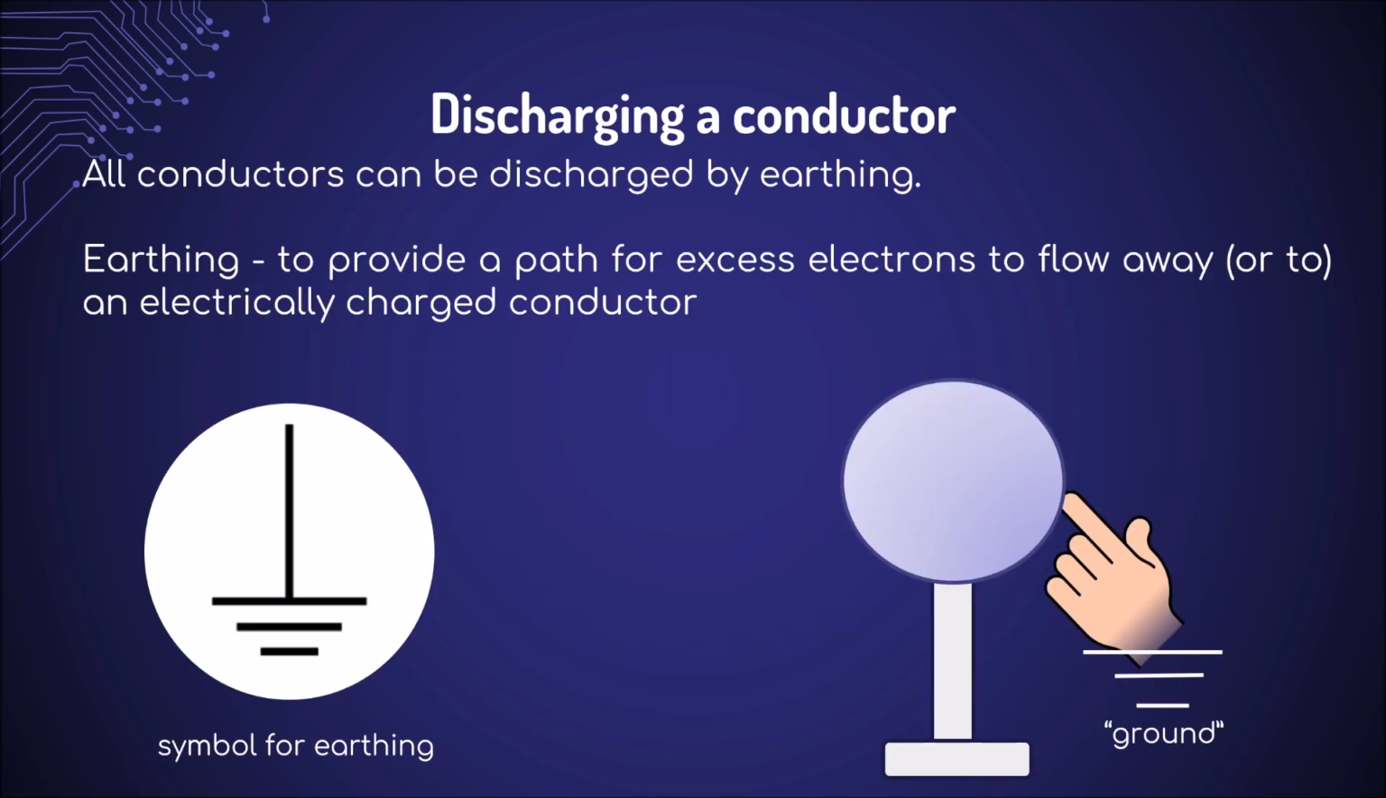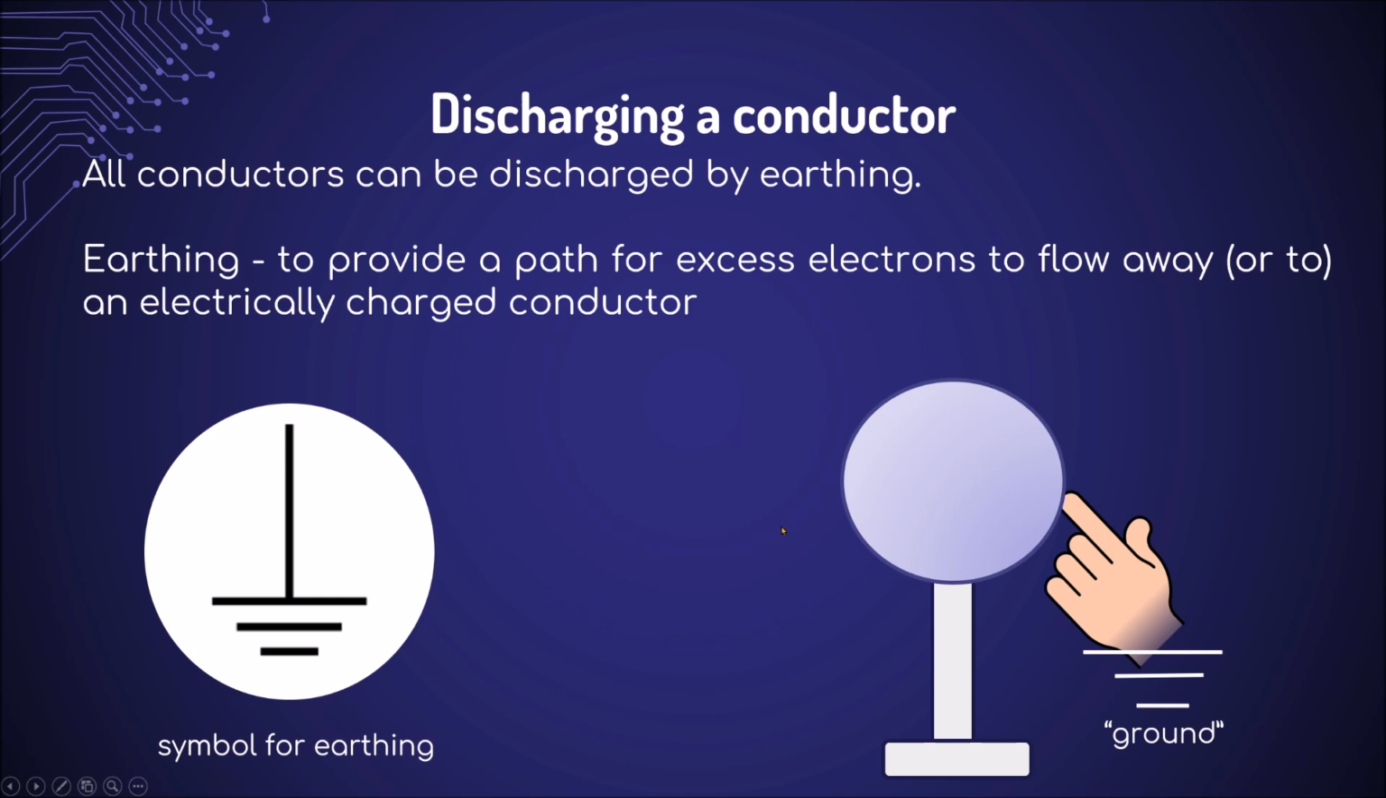And for conductors, all conductors can be discharged by earthing. So what is earthing? It's to provide a path for excess electrons to flow away from or to that electrically charged conductor. The symbol for earthing, which we normally see, is called the ground symbol. You see three lines and then a wire attached to it. This was demonstrated in the previous section, where you can use our hand to touch the sphere, and then the excess electrons can flow to and from the body. Yeah, and that is how we can neutralize the excess charges.